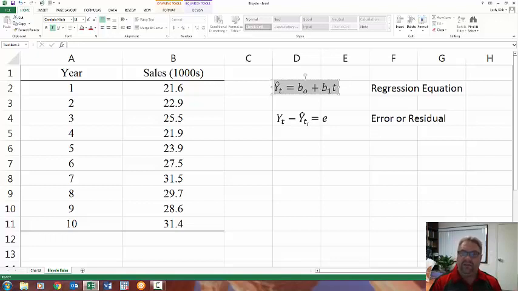But that's it. And then the difference between our observed sales and our predicted sales is what we call the error or the residual. And that will come up in just a minute, because as we did before, we're going to square that error and take the average of that squared error, and that's going to give us a measure of how good this regression line or trend allowed us to predict period 11 sales.